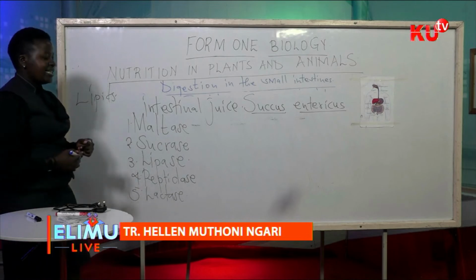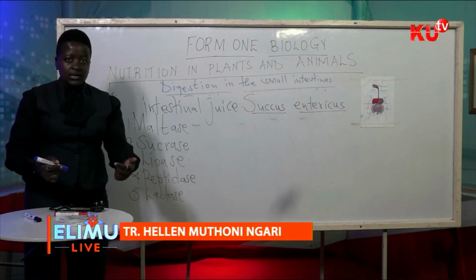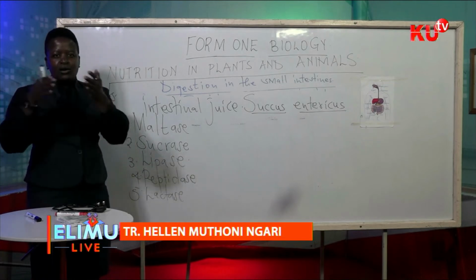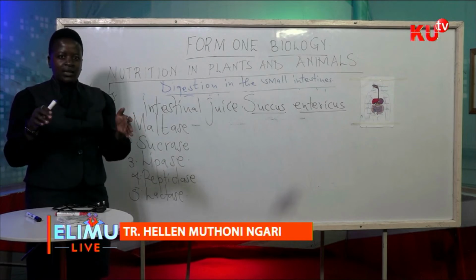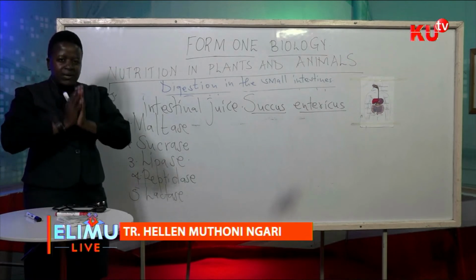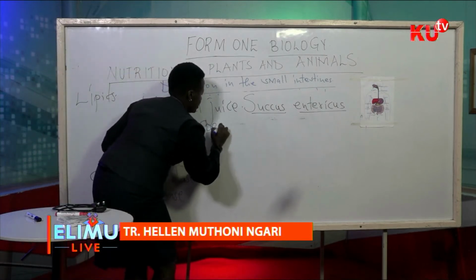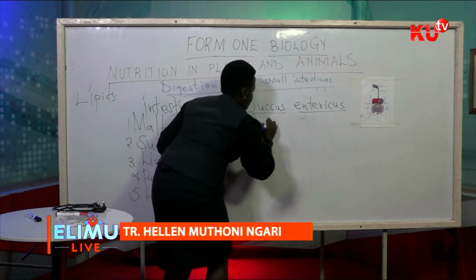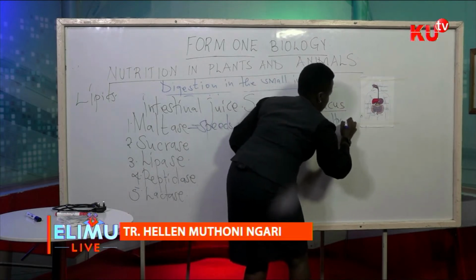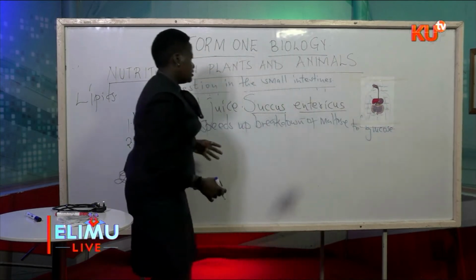What is the function of maltase? Maltase usually speeds up breakdown of maltose into 2 components. The 2 components of maltose are glucose and glucose, or just glucose alone. Are we together? Glucose plus glucose is maltose, right? So it just splits maltose into glucose. So it speeds up breakdown of maltose to glucose.